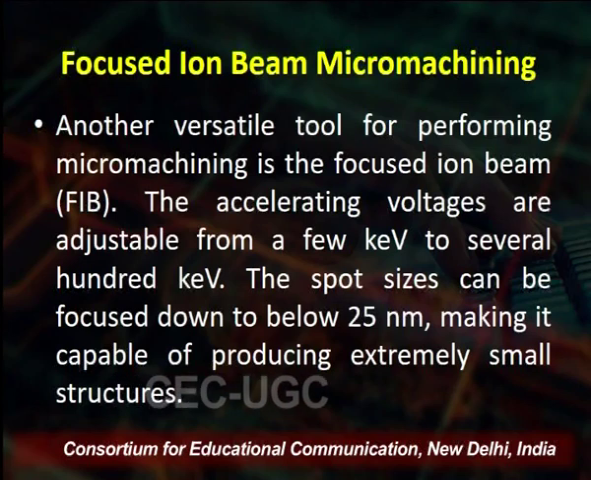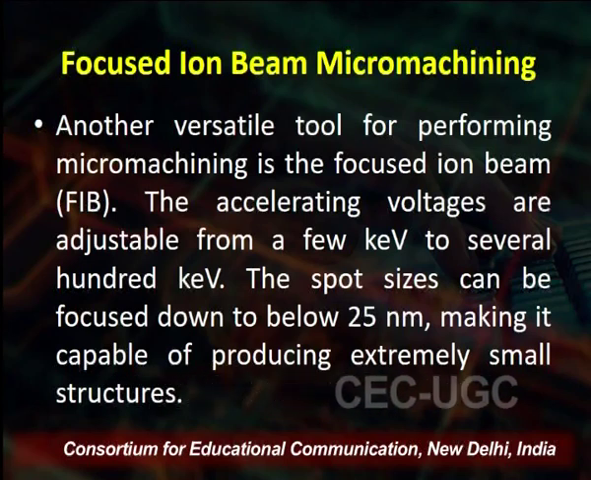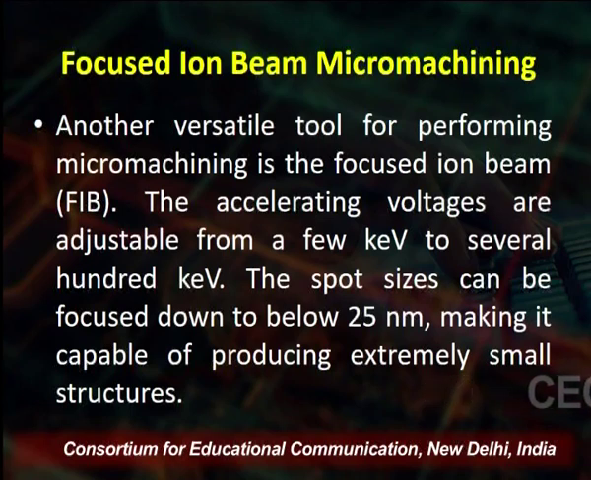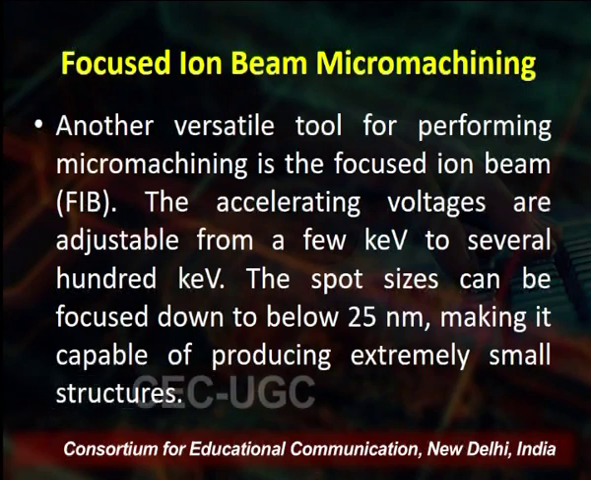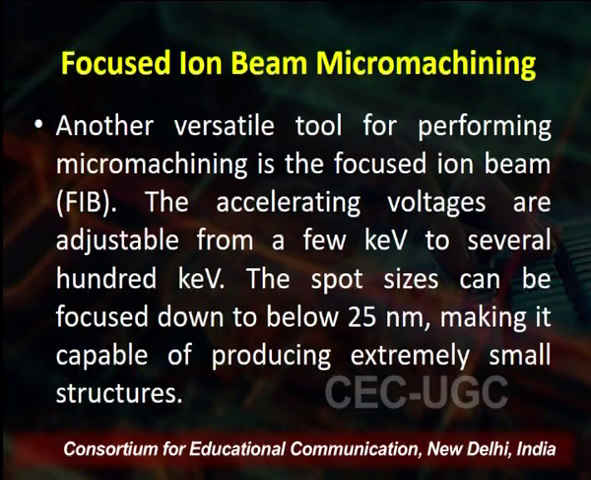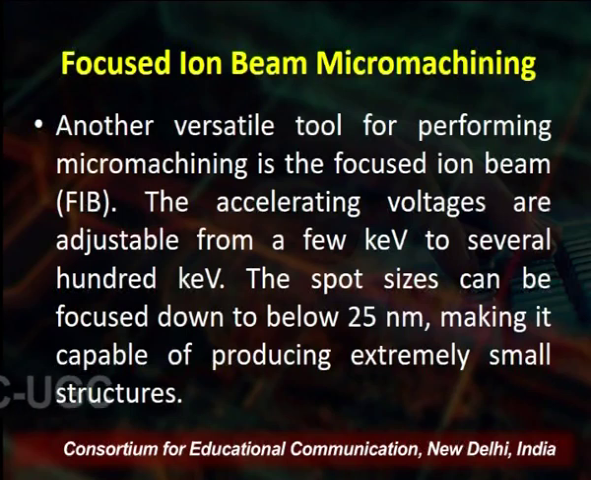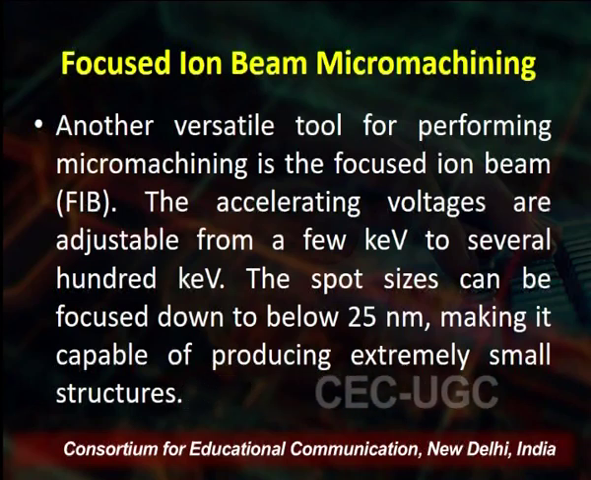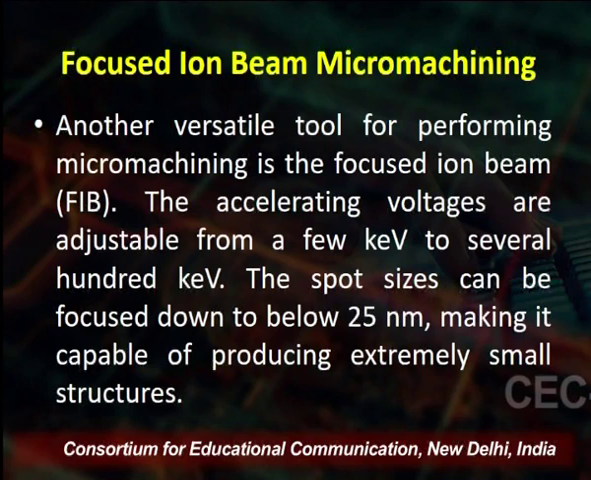The next type of micromachining is focused ion beam micromachining, that is FIB. This is a versatile tool for performing micromachining. The accelerating voltages are adjustable from a few kiloelectron volts to several hundred kiloelectron volts. The spot sizes can be focused down to below 25 nanometers, making it capable of producing extremely small structures.